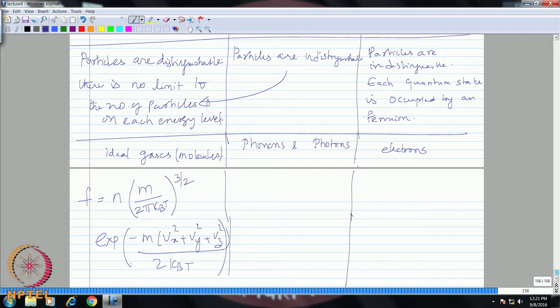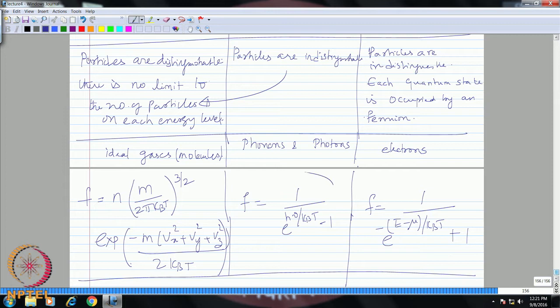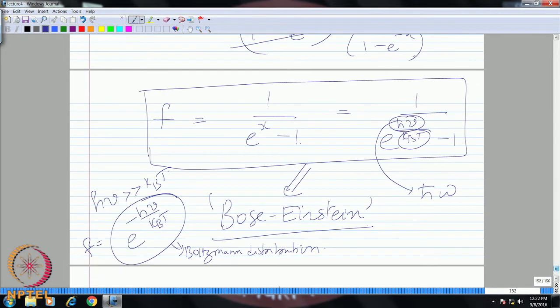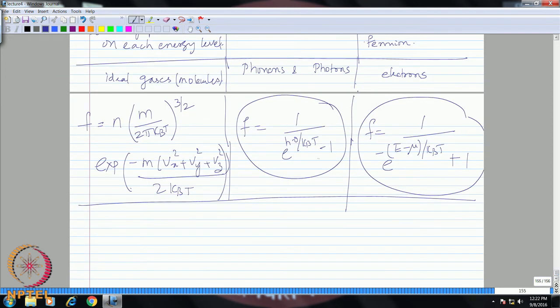Similarly, for the phonons and photons, you have 1/(e^(hν/k_BT) − 1). For electrons, you have 1/(exp((E − μ)/k_BT) + 1). So, if you look at the difference between the Bose-Einstein and Fermi-Dirac, if you assume that this one is energy by k_BT, the main differentiator is you have plus 1 here and you have a minus 1 here, correct. So, this makes all the difference in the nature of the distribution function.